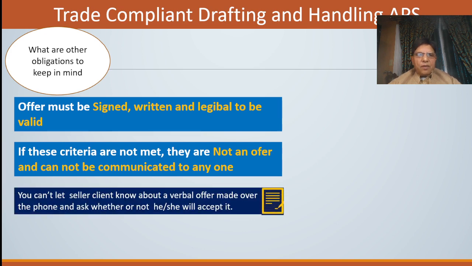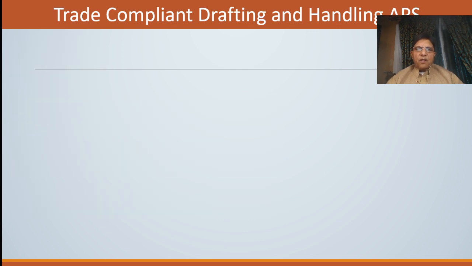You cannot let your seller client know about a verbal offer made over the phone and ask whether or not to accept. That could be over the phone, that could be a text message, or that could be an email showing their intent that they are sending an offer. Until and unless you receive a written offer, you cannot communicate to your client that you have received an offer.